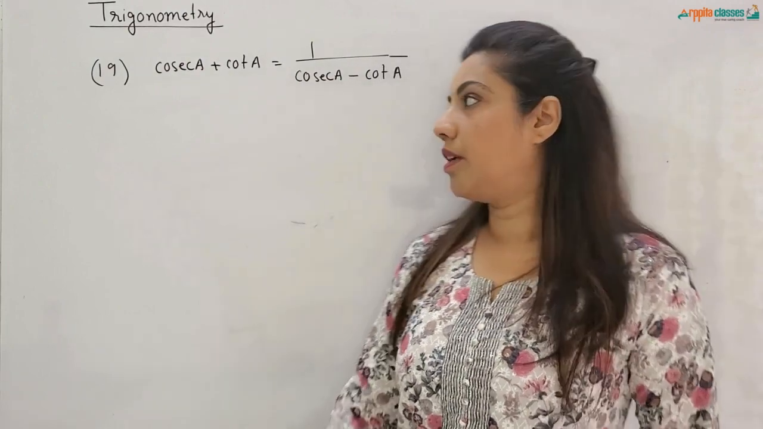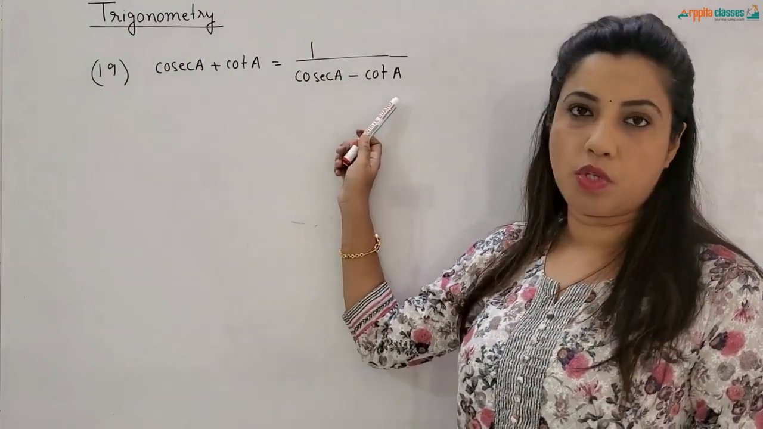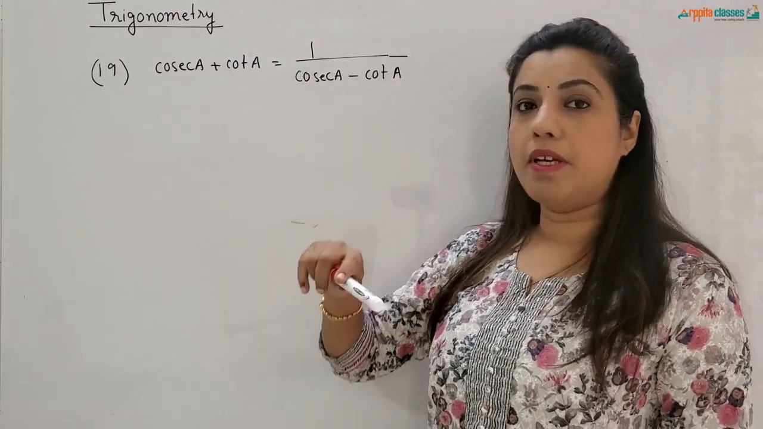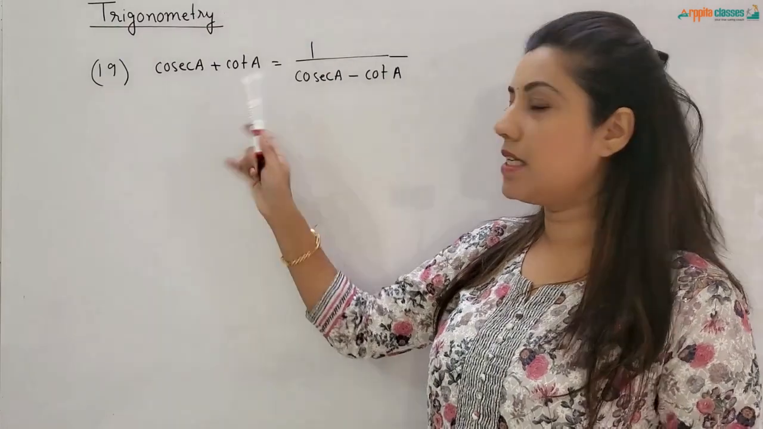Question number 19 in front of you. Cosec a plus cot a is equal to 1 upon cosec a minus cot a. Now if you see, in the previous sum it was 1 upon this is equal to this. Now it is just reverse.